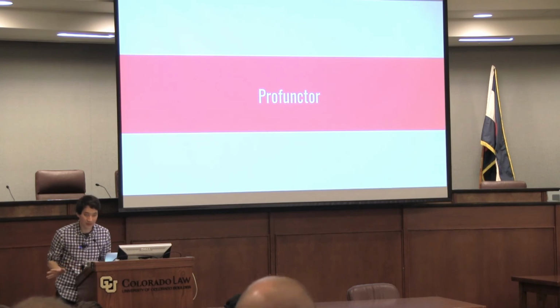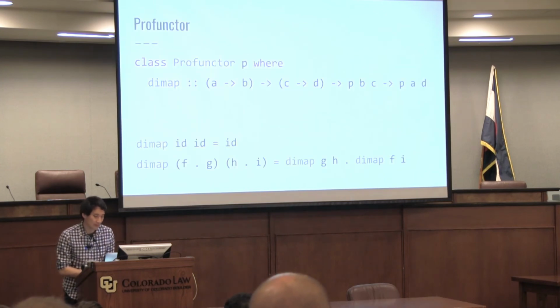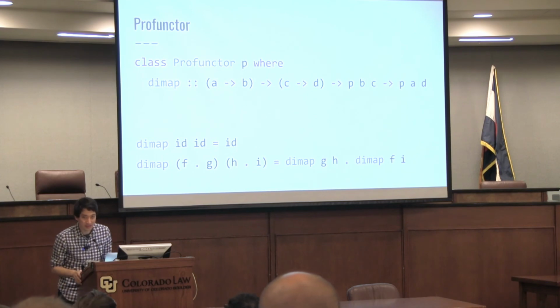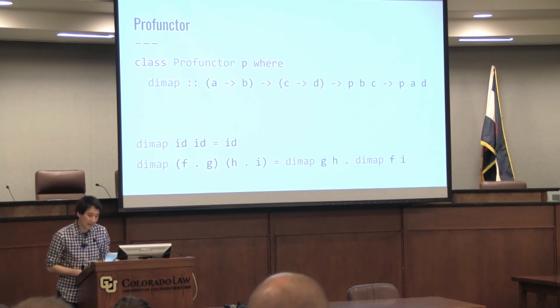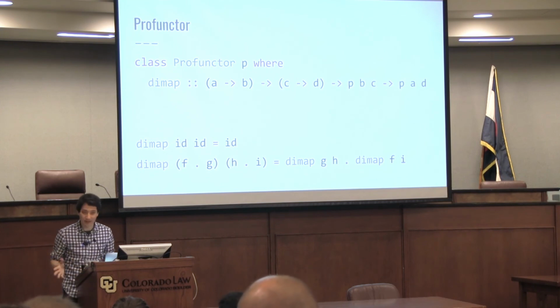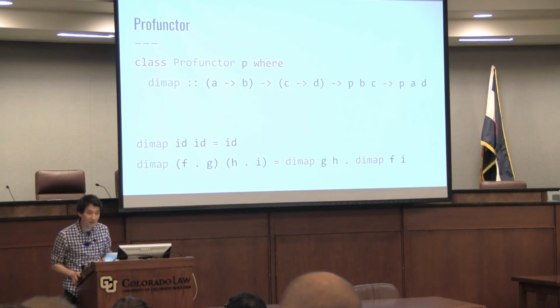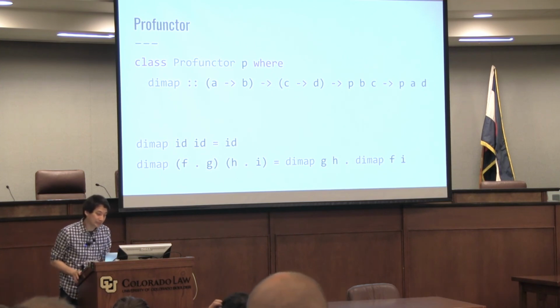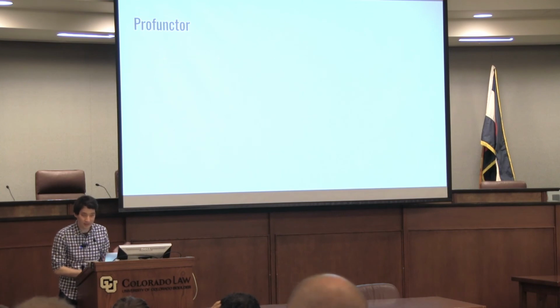Okay, so let's talk about Profunctor, because this is the really magical one. Profunctor has a function called dimap, and this looks a lot like Bifunctor, because it takes two functions, A to B and C to D, and P B C. But this is kind of weird because B is like the return type of the first function, but C is the argument for the second function. So what's going on here? This thing is actually contravariant in the first type argument and covariant in the second type argument. That's weird.